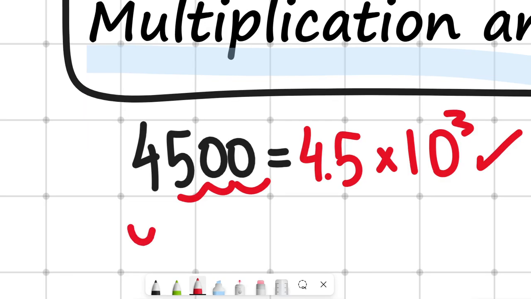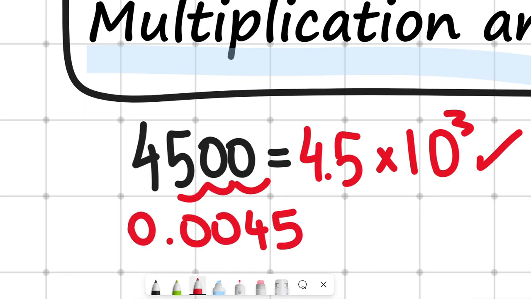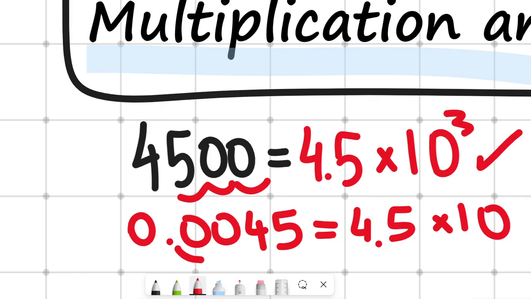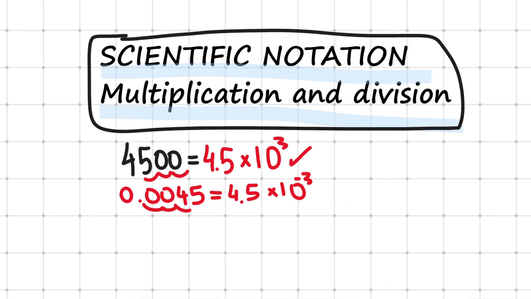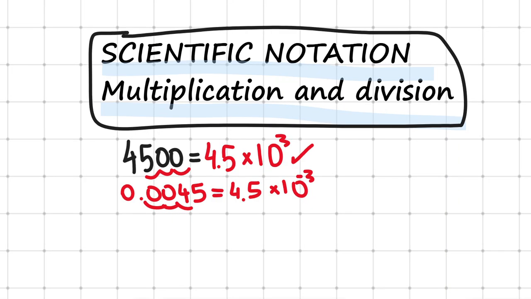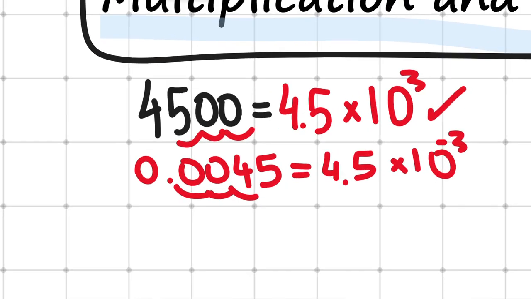Or if we have, for example, 0.0045, then it would be 4.5, but this time multiplied by 10 to the power of negative 3. So in one of the previous lessons we learned how to write any number in scientific notation, and then we learned how to add and subtract numbers in scientific notation. If you haven't watched that, please watch both of the previous videos where you can revise everything that we have learned so far about scientific notation.